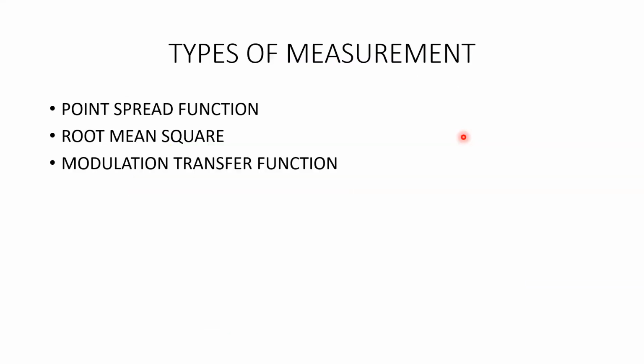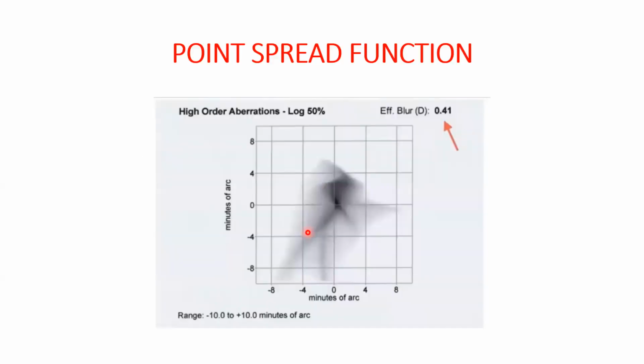So how do we actually measure aberrations, and what are the units that we use? We use point spread function, root mean square, and modulation transfer function. In point spread function, the basic thing to note is that if it would have been a point and the image formed is a point, the deviation would have been very small. We can see that the image of a single point has been blurred and spread out over a large area. So the point appears not to be a point, but to be something of this sort. This is known as a point spread function.